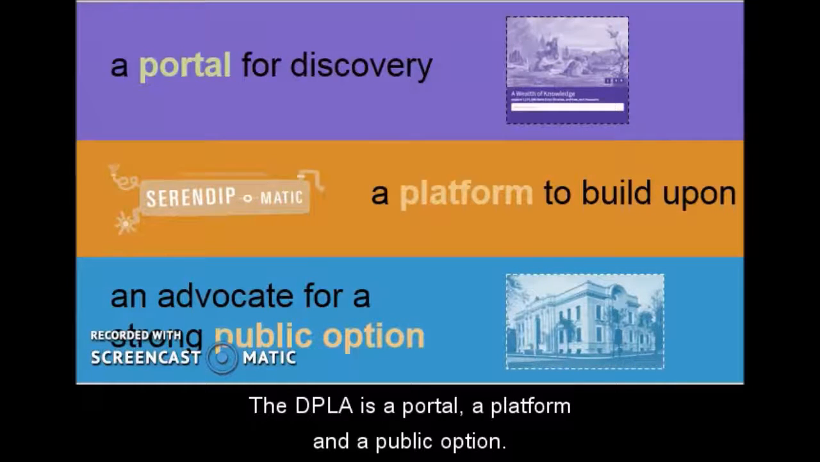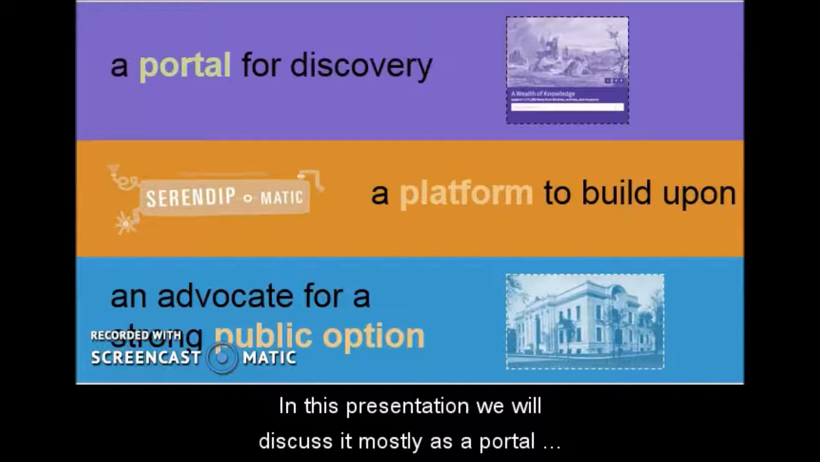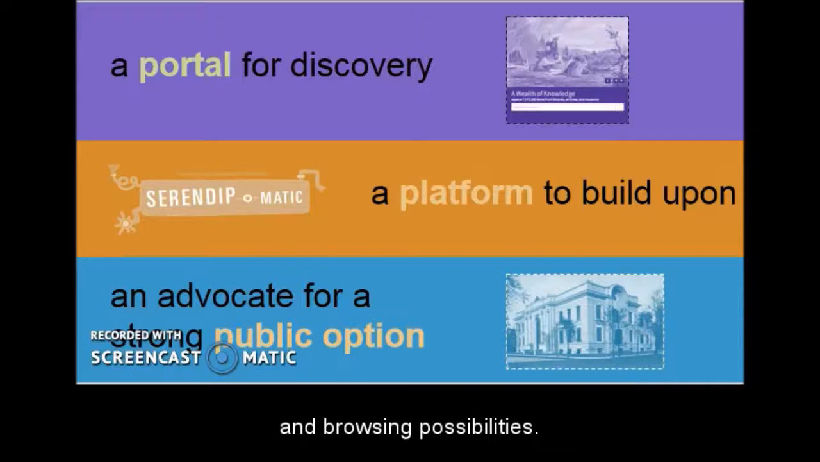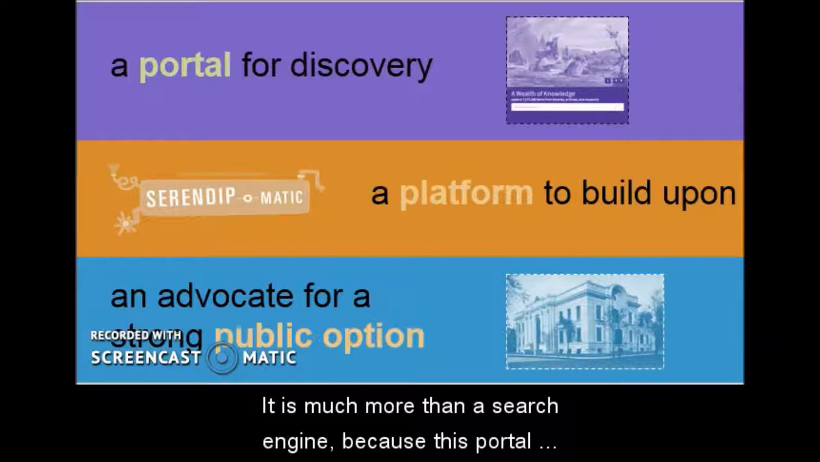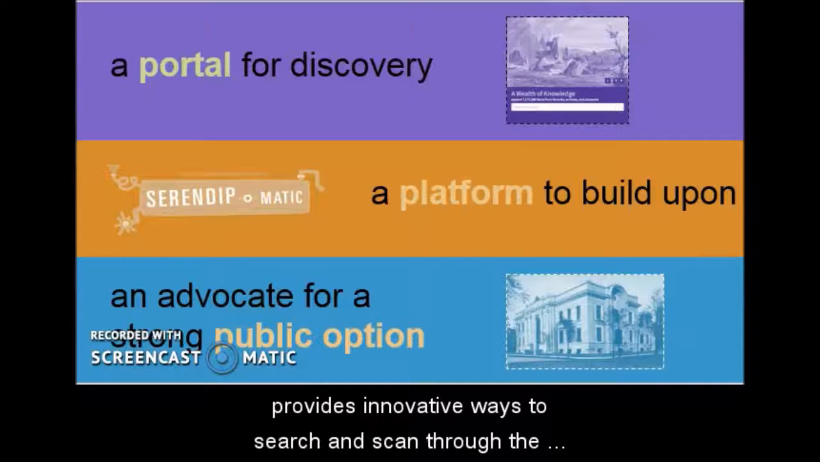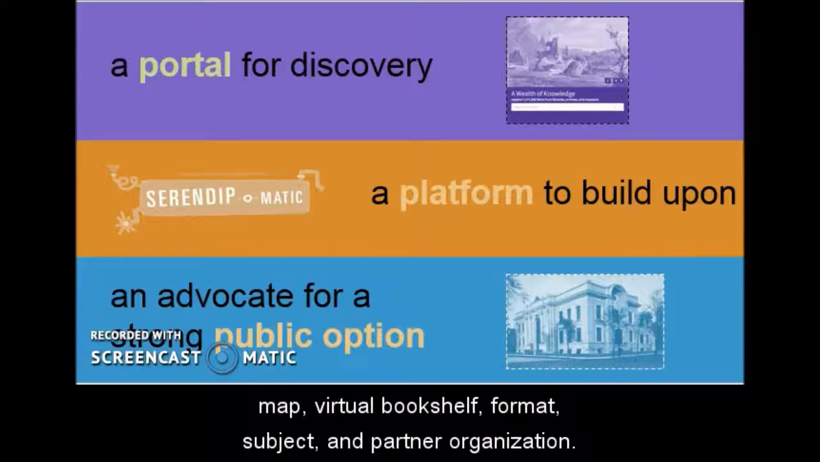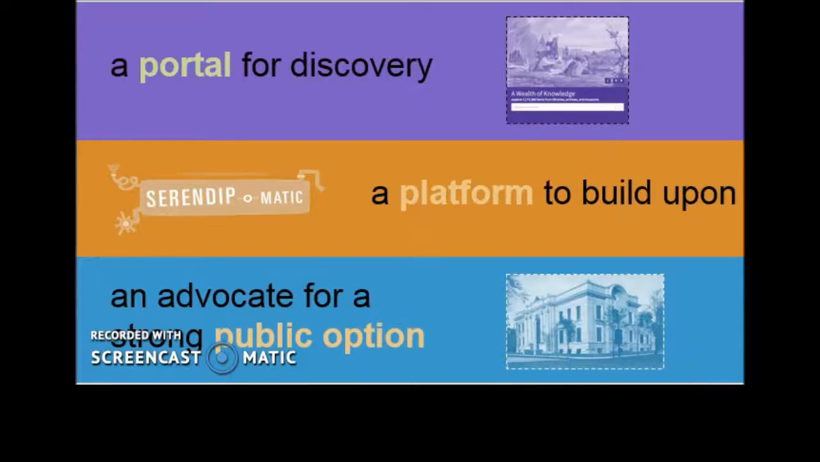The Digital Public Library of America is a portal, a platform, and a public option. In this presentation, we'll discover it mostly as a portal that delivers resources through different searching and browsing possibilities. It is more than a search engine because this portal provides innovative ways to search and scan through the united collection of millions of items, including by timeline, map, virtual bookshelf, format, subject, and partner organization.